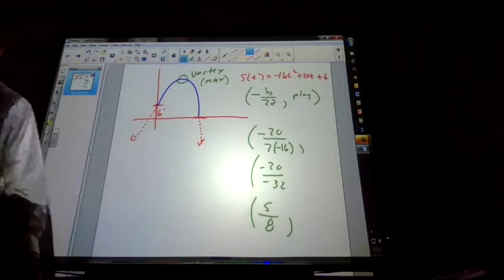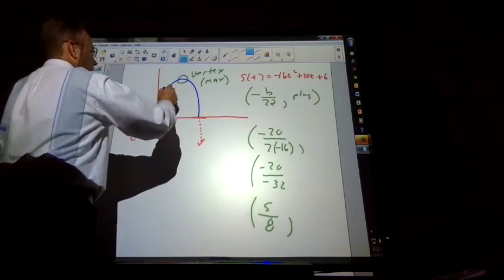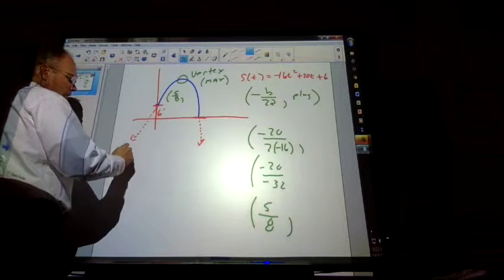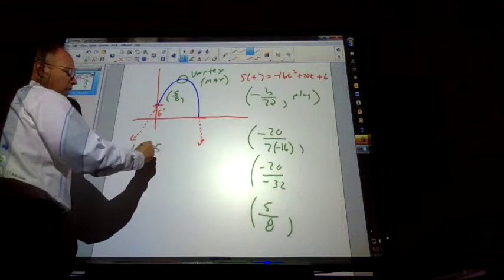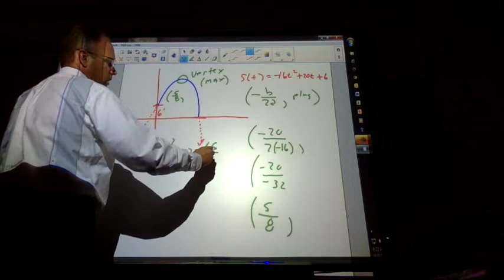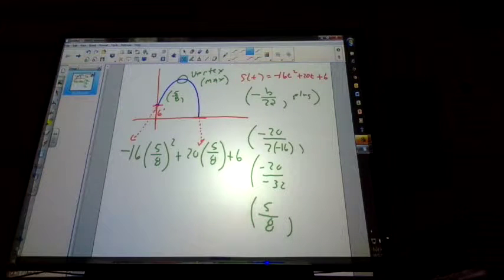So at 5/8 of a second after you release this ball, it gets to its maximum height. Okay? So that's the x component of the vertex. So at 5/8 of a second, we're at that height. Let's plug it into our original equation. So I have negative 16 times 5/8 squared plus 20 times 5/8 plus 6. Okay? So at 5/8 of a second, it's going to reach its maximum height.